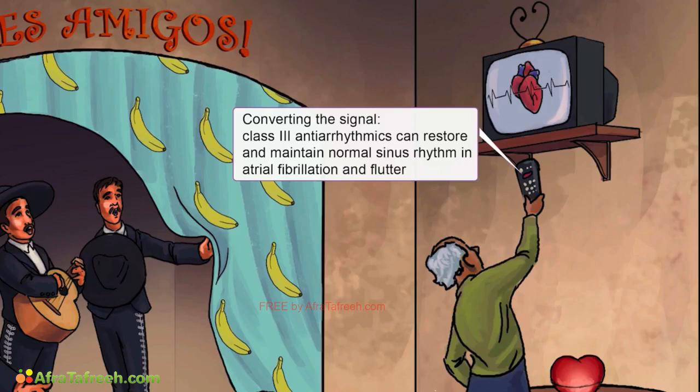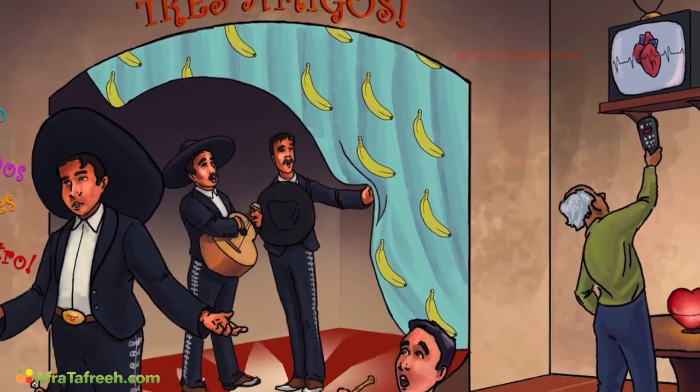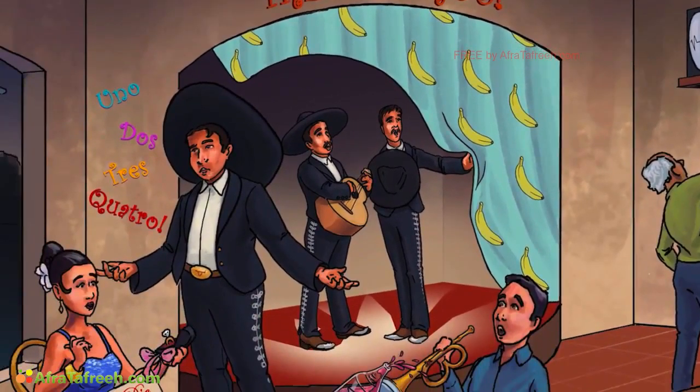And notice that the restaurant owner points the remote at that irregularly irregular static, hoping to convert it to a channel with a normal rhythm. Let's shift our focus back to the amigos, who represent that antiarrhythmic with a broad spectrum of action, amiodarone.